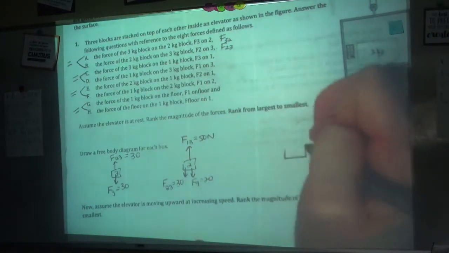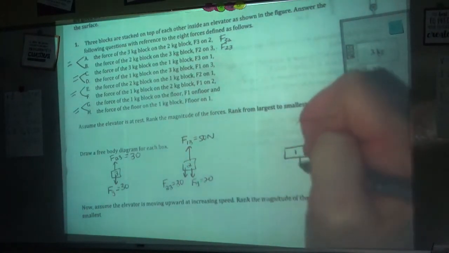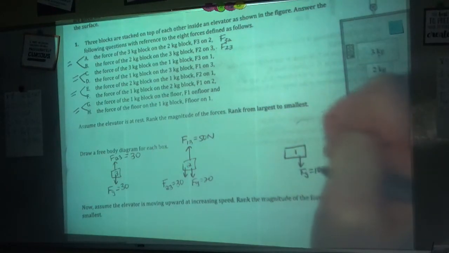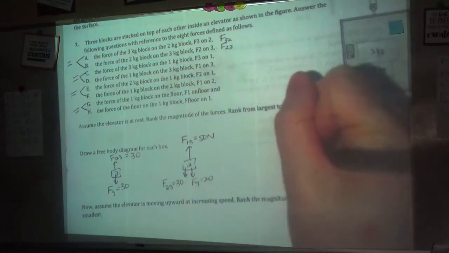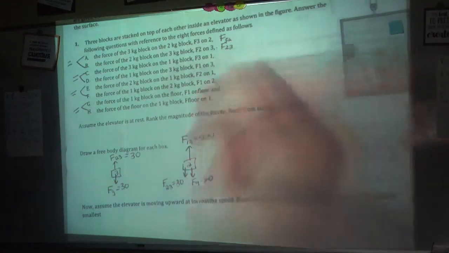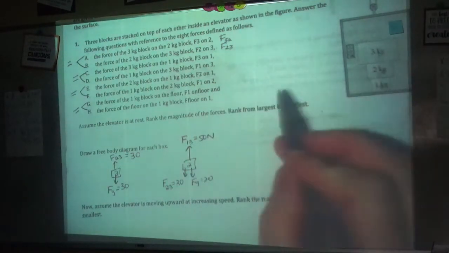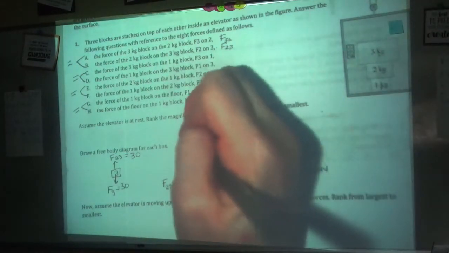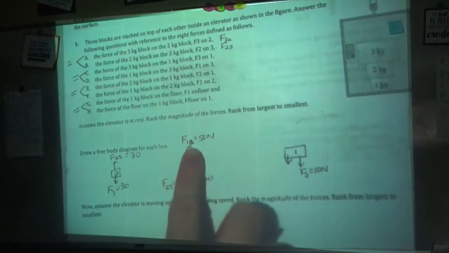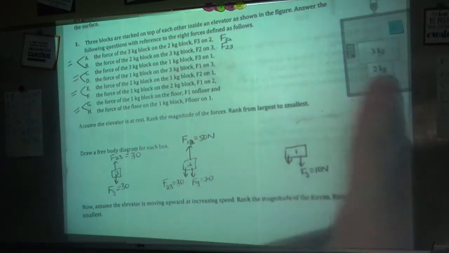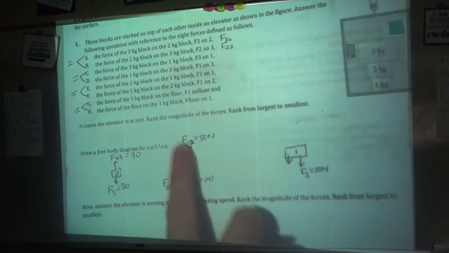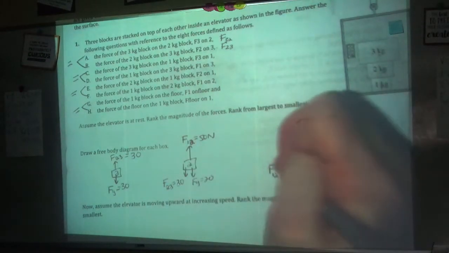And then lastly is the 1 kilogram. So the 1 kilogram has its own weight, that would be 10 newtons. And the 1 kilogram directly feels a force of 2 on 1. So the force of 2 on 1, oh, I said 3 right here, and that's definitely 1 on 2, not 3. My bad. That should have been 1 on 2, not 1 on 3, because 1 and 3 aren't touching. So the force of 2 on 1 is the same as 1 on 2, so that would be 50 newtons.